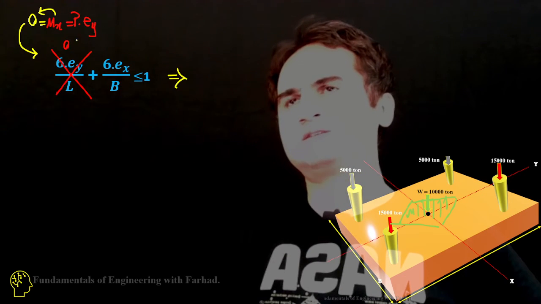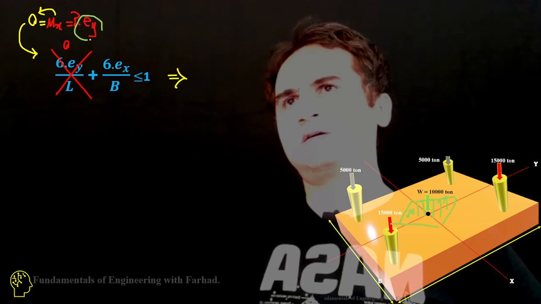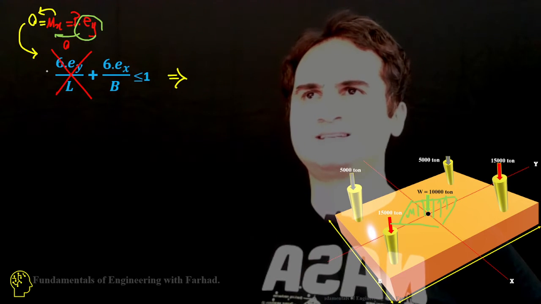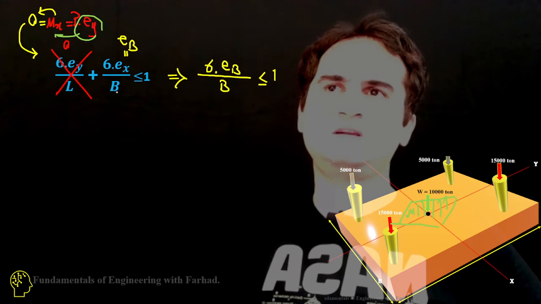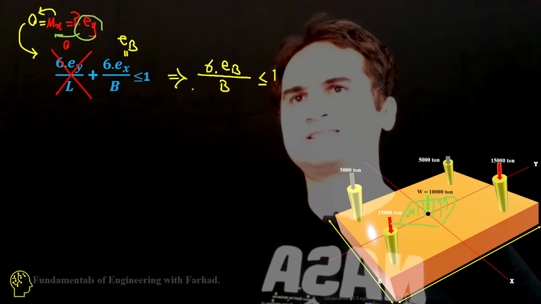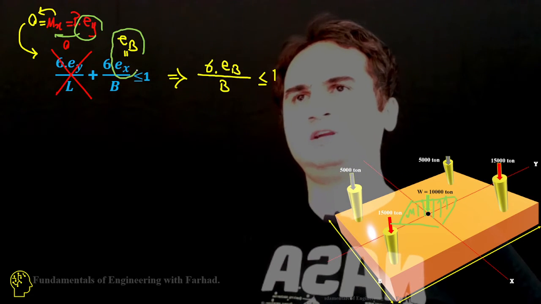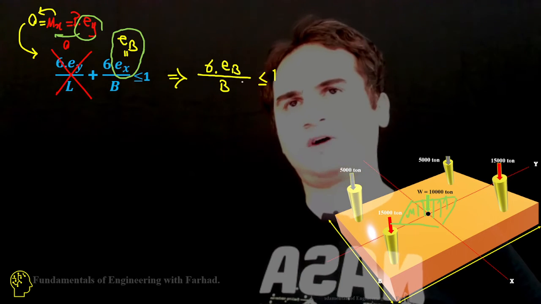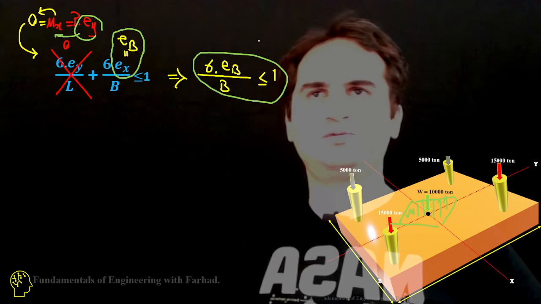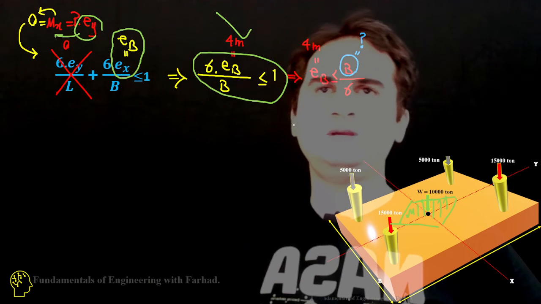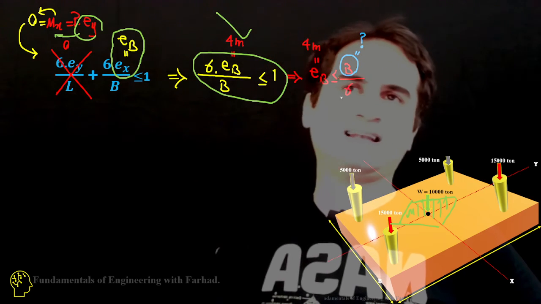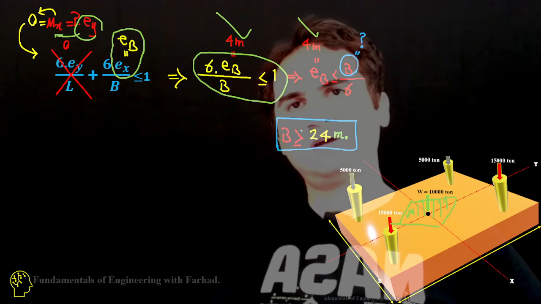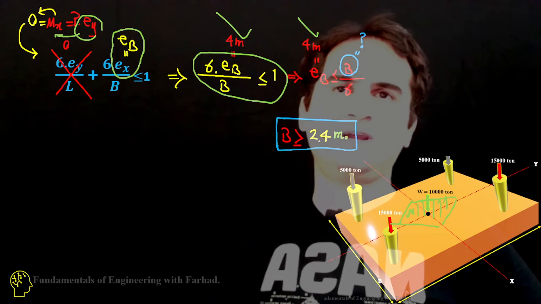The first term is zero because e_y is directly related to M_x, and our M_x is zero. So this term goes to zero, and 6 times e_x over B should be less than 1. We already know e_x is equal to 4 meters, because that's related to the moment about the y-axis. So it turns out that e should be at most B over 6, and because we already know what e is from the previous part, we do know that B should be greater than 24 meters.